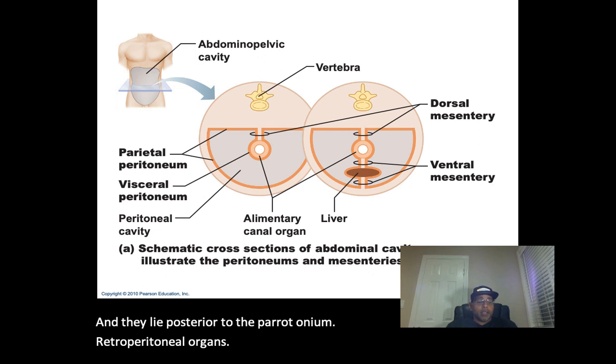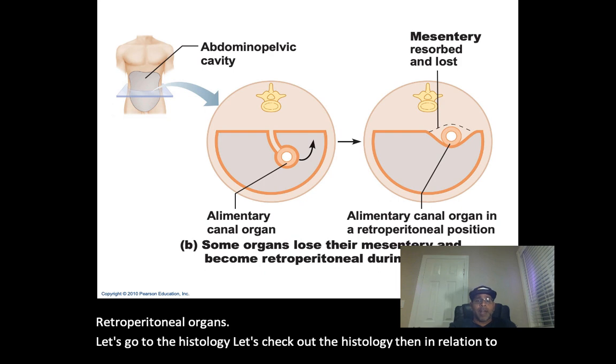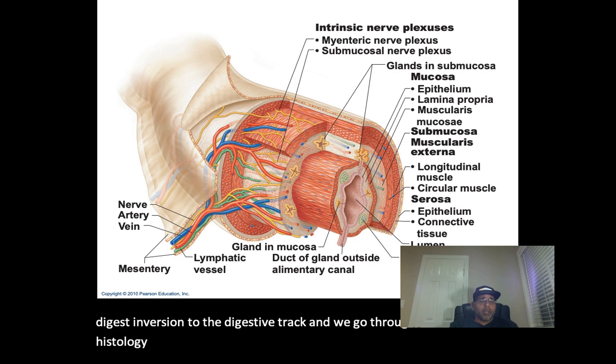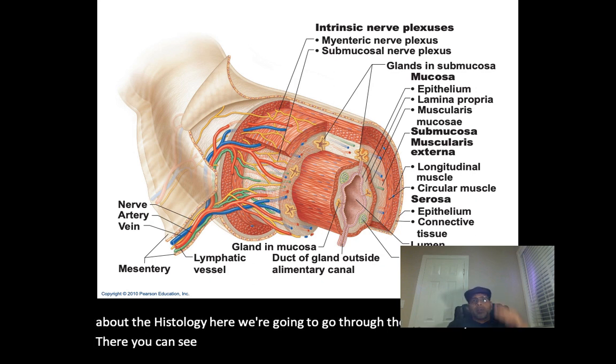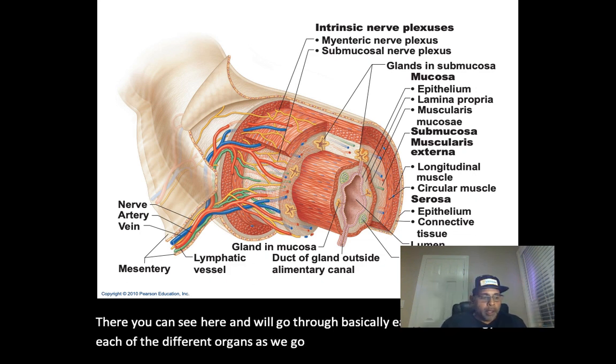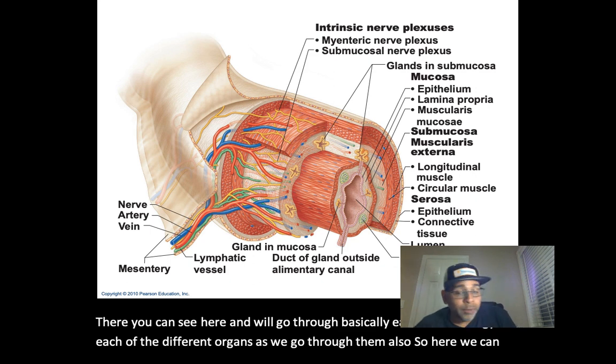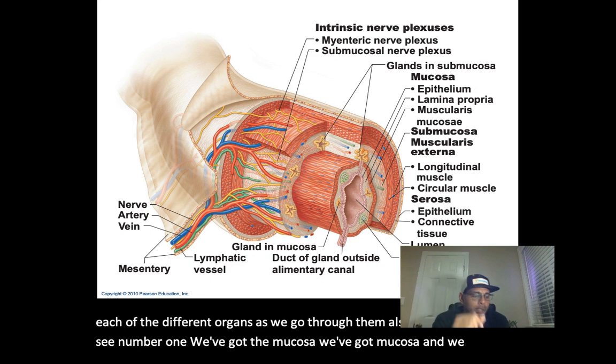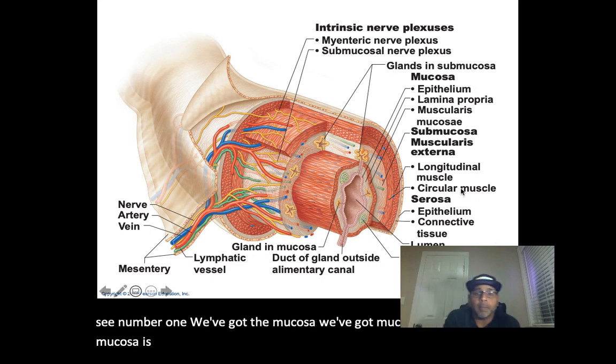Let's go through the histology. Let's check out the histology in relation to the digestive tract. Now, when we talk about the histology here, we're going to go through the various layers that you can see here, and we'll go through basically the histology of each of the different organs as we go through them also. So here we can see, number one, we've got the mucosa. The mucosa makes up the innermost layer we can see here. You can see the mucosa right inside of here.